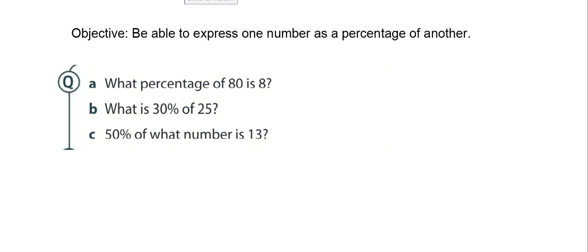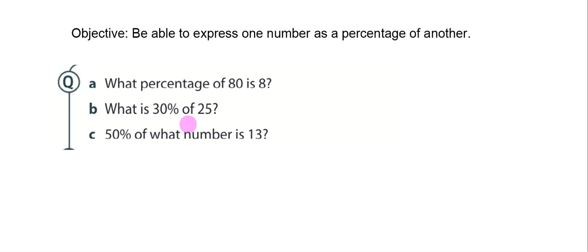These three questions basically cover the three things that we're being asked to be able to do. All right, so we've got: what percentage of 80 is 8? That's basically saying 8 can be expressed as a percentage of 80. But then, what is 30% of 25?